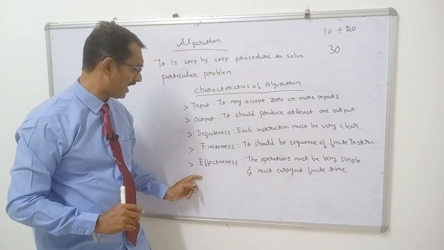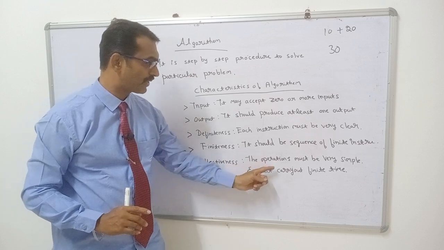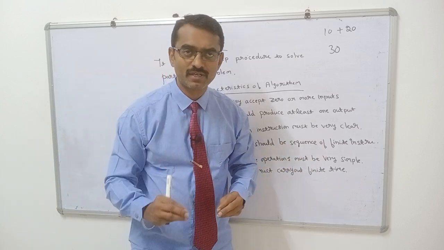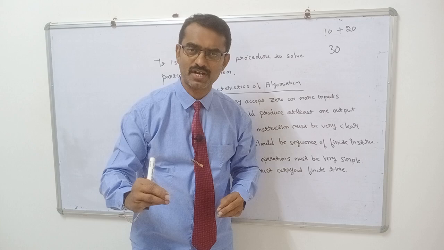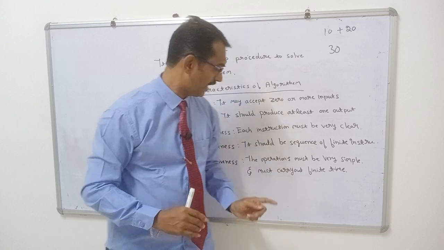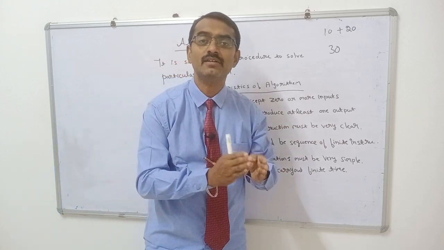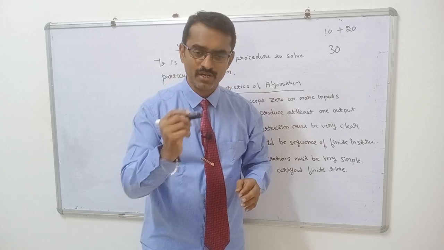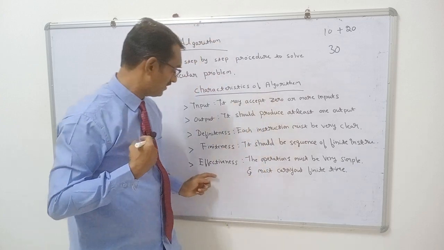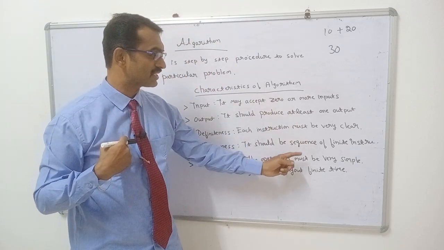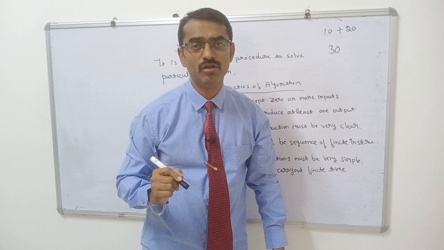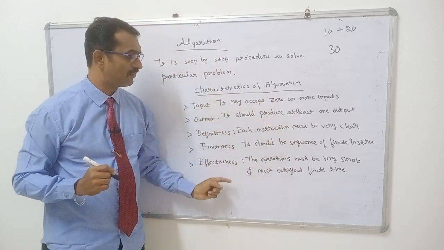Got it? And the last one is effectiveness. The operation must be very simple and must be carried out in finite time. Whatever operation you are carrying out, whether it is addition, subtraction, multiplication, it must be in a very simple manner. There should not be any complications and it must be carried out in finite time. If you take a pencil and paper, it should be analyzed very easily. That is what we call effectiveness. The operations must be very simple, must be carried out in finite time. So these are all the very important characteristics of an algorithm.